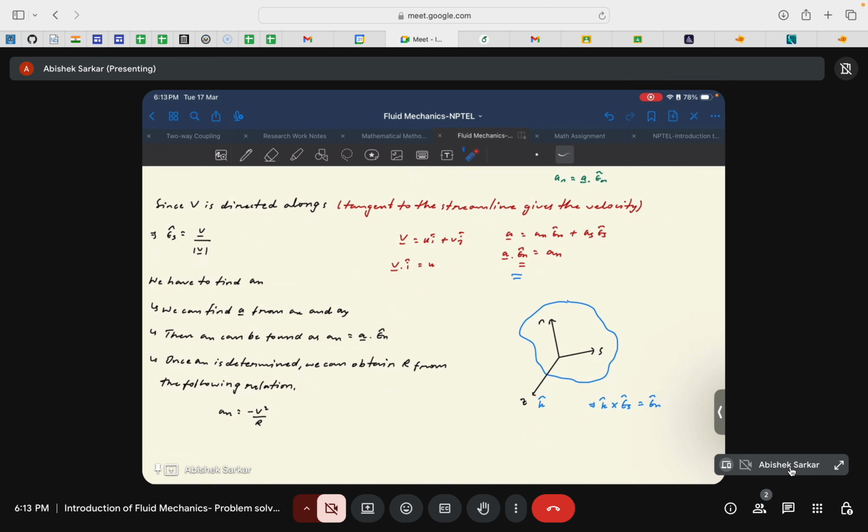From that you can find an, and once you get an, you can easily find r, because you already know v square is u square plus v square. Since u square and v square are known, you can easily find the value of r using this relation.